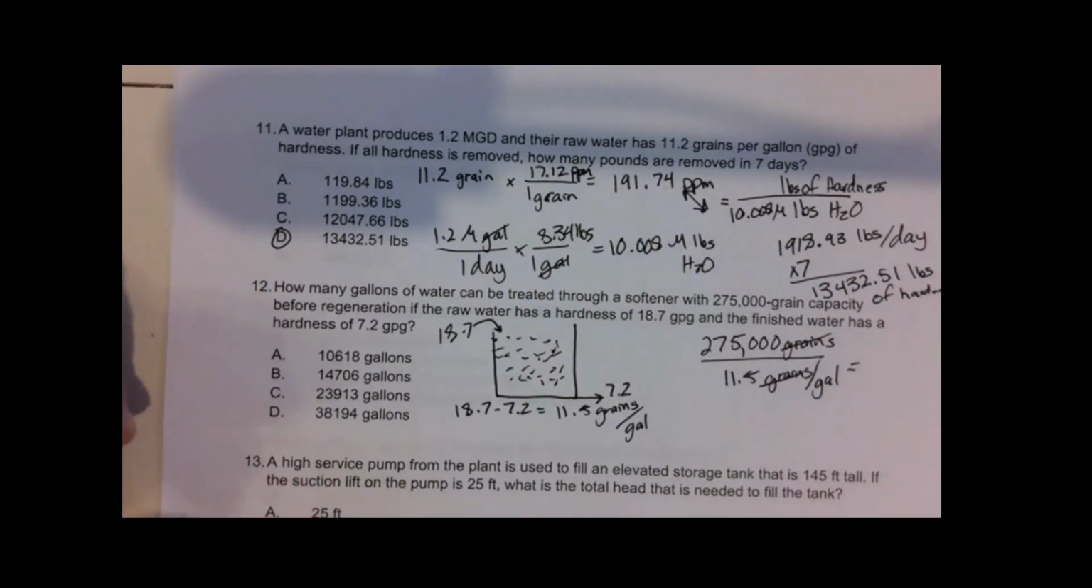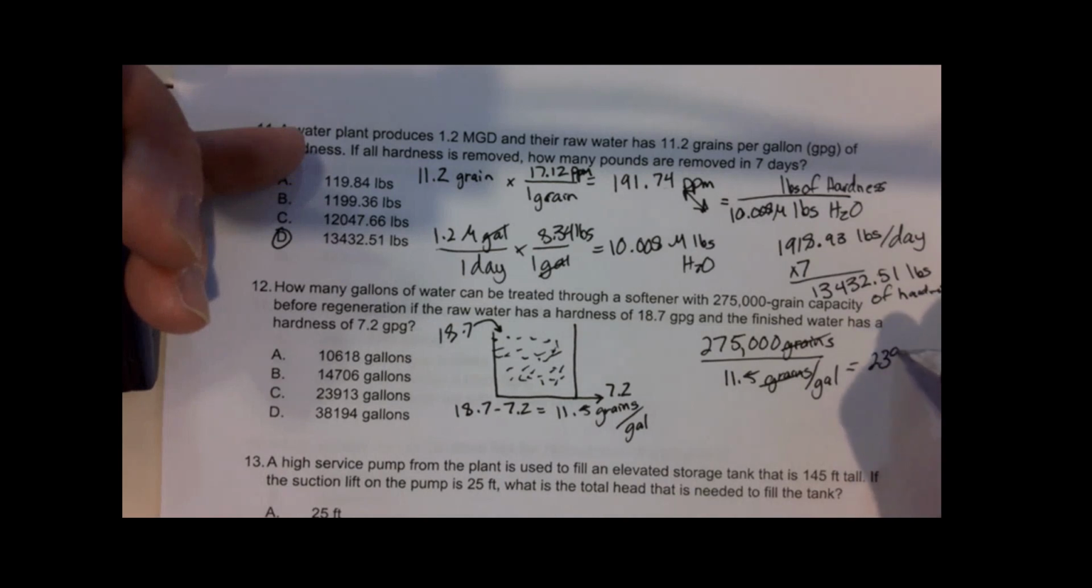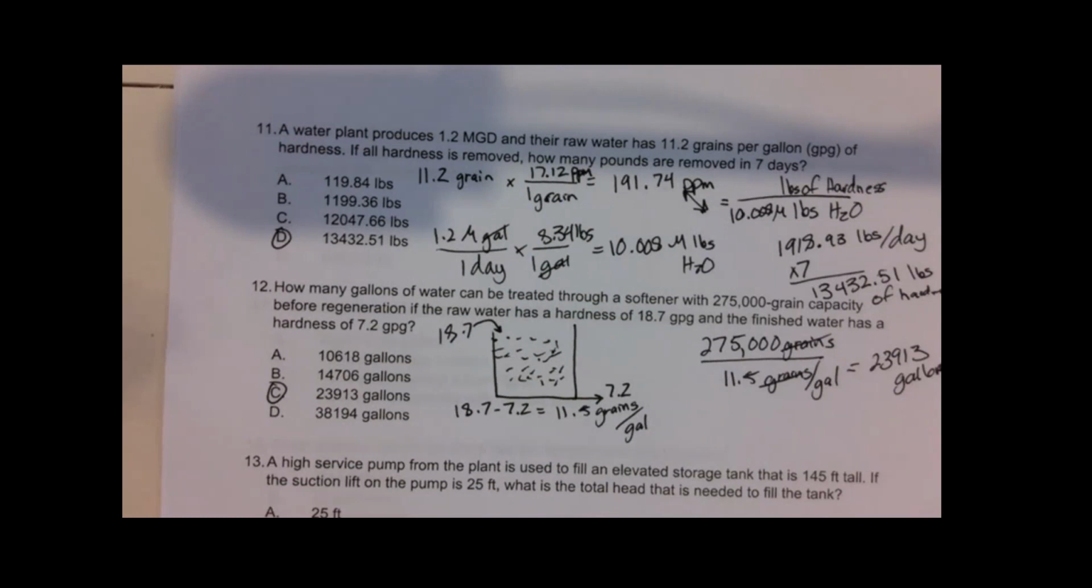So 275,000 divided by 11.5 gives me 23,913 gallons. So C is the answer. It's actually a lot easier than you were probably thinking it was going to be, right?